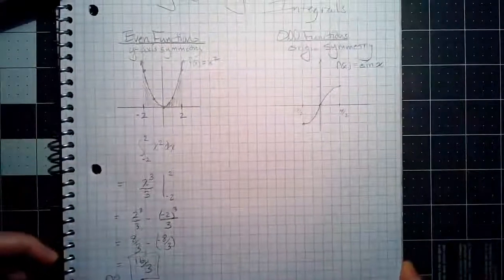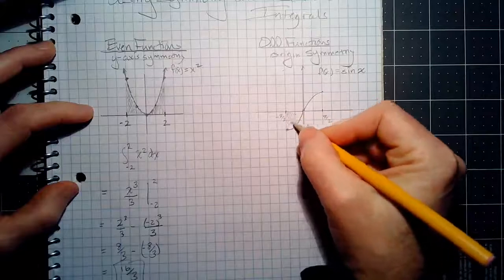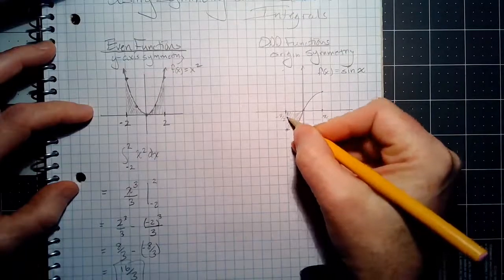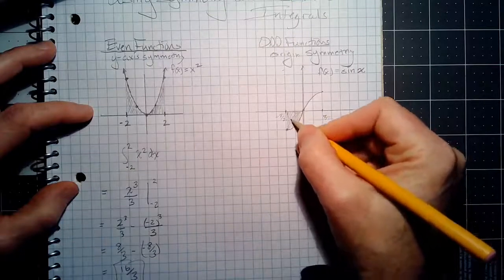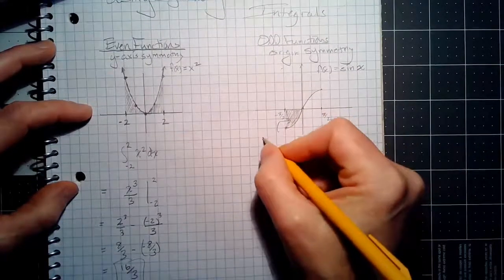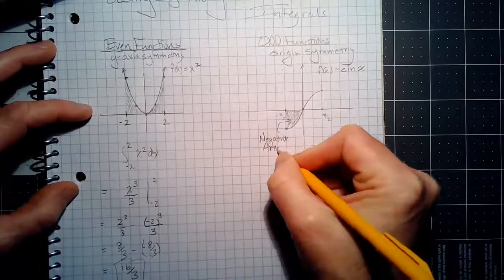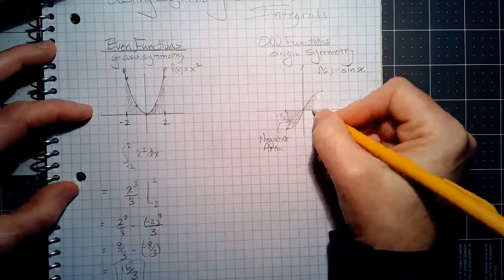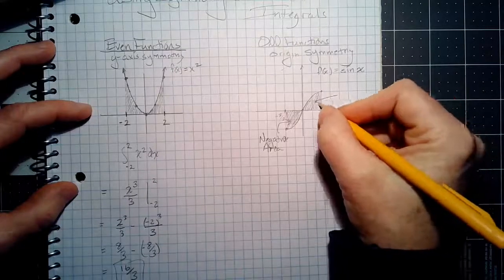Now, look at this odd situation. With an odd function, remember it's area between the curve and the x-axis. So with an odd function's origin symmetry, we'll have this portion of it, which is a negative area, and then we'll have this portion, which is an identical positive area.